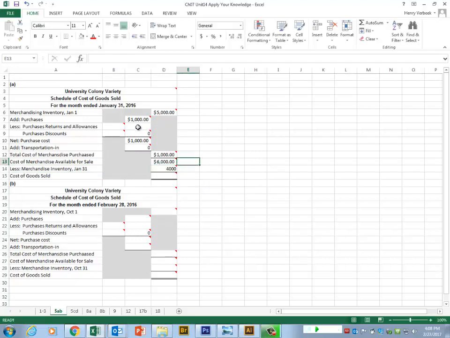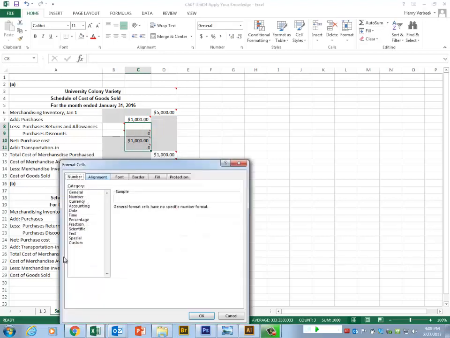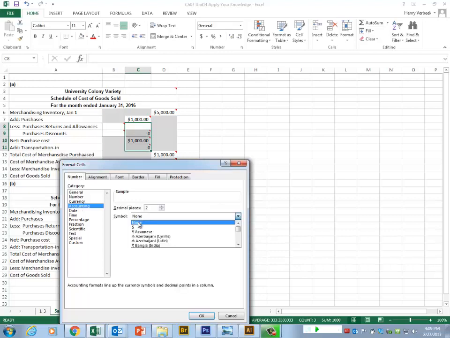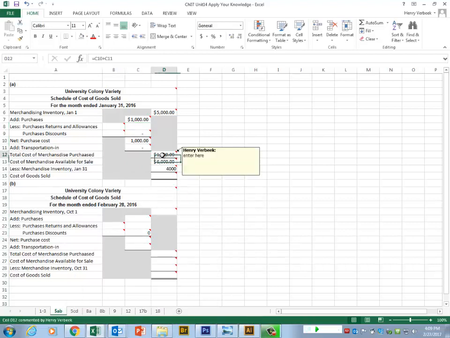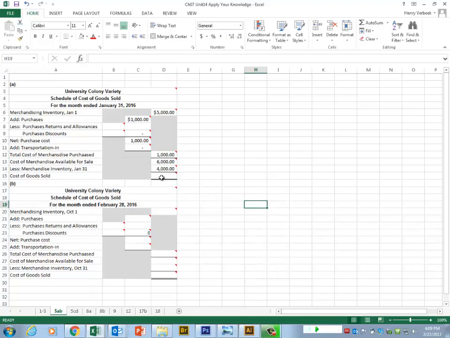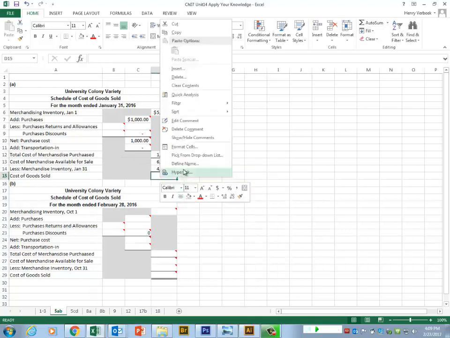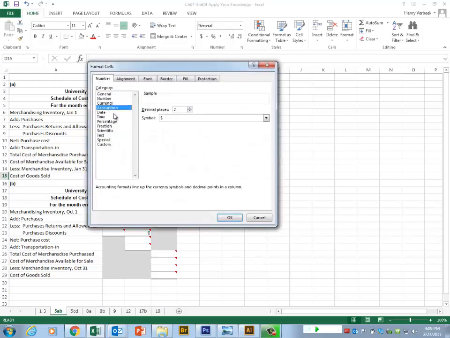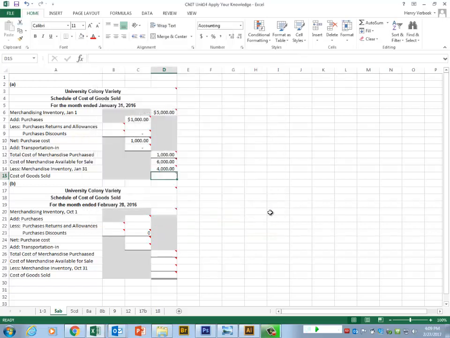Oh, we'll format all this. So this should be right click, format cells, accounting, and no decimal place. Or sorry, no dollar sign. And same with this. This should be right click, format cells, accounting, with no dollar sign. And then this one will be right click, format cells, accounting with a dollar sign.